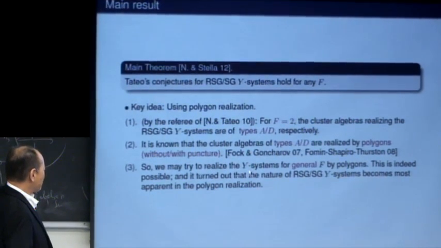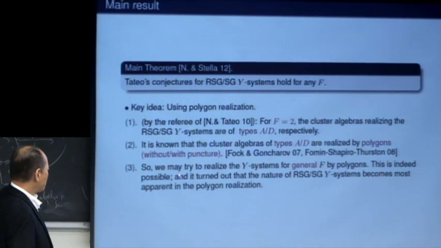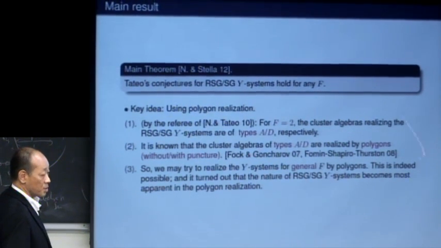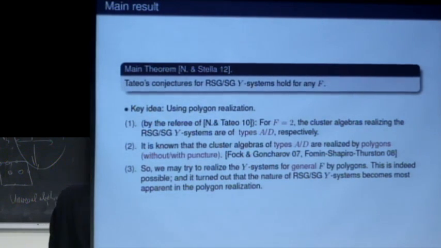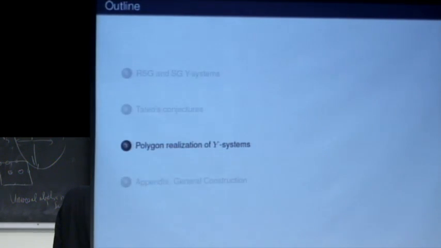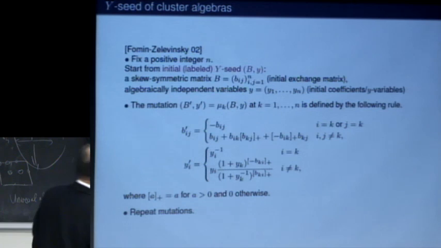So, we may try to realize a Y system for general F by polygons. This is actually possible, and it turns out the nature of the Y system becomes most apparent in the polygon realization. Okay, now we are going to the best part of this talk.